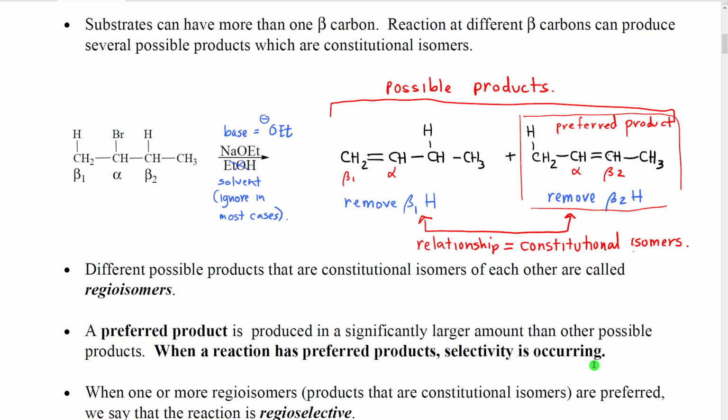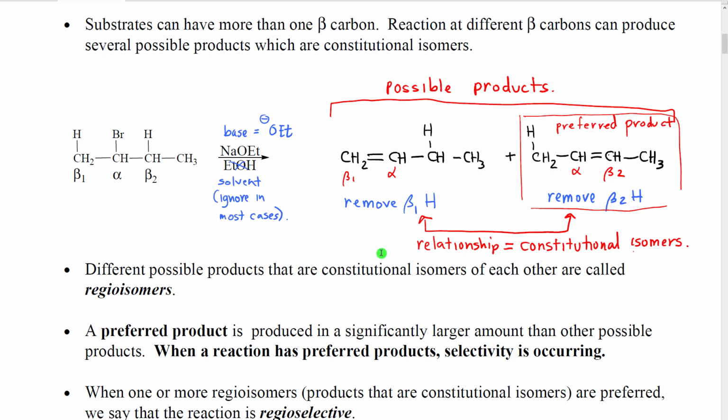Typically, in theory, anything greater than 50-50 or different from 50-50 is going to have a preferred product. But usually we like to have 70 or 80% of one to really say it's preferred. Otherwise, we just say we get a mixture.